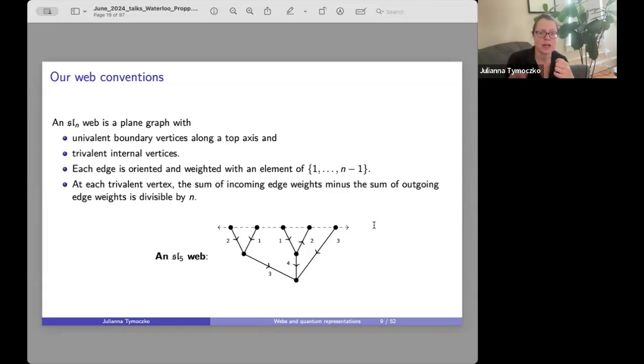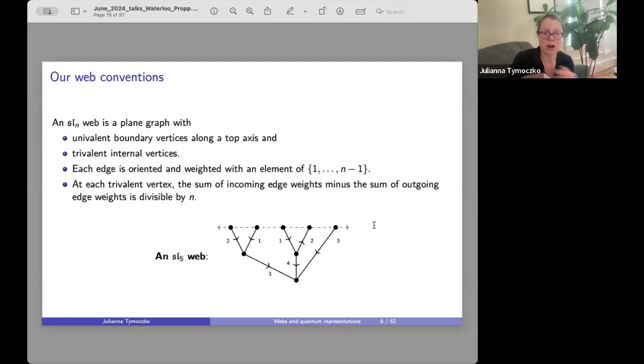Any internal vertex is trivalent. Every edge has an orientation, and it has an element of 1 through n minus 1, so it's labeled mod n, essentially. And then at each trivalent vertex, I have a conservation of flow condition. The sum of the incoming edge weights minus the sum of the outgoing edge weights is divisible by n, or congruent to 0 mod n.